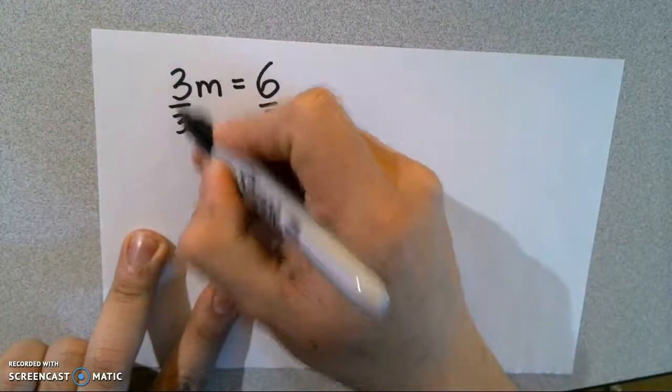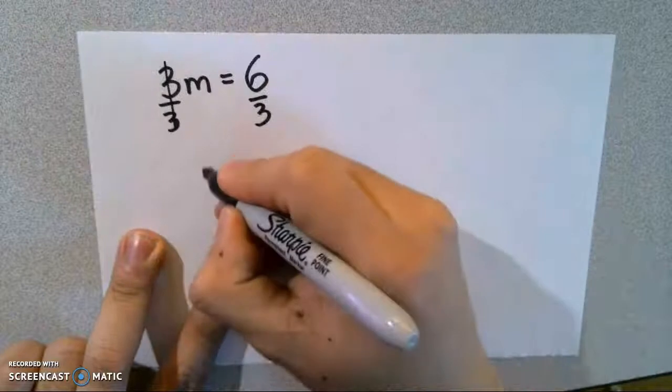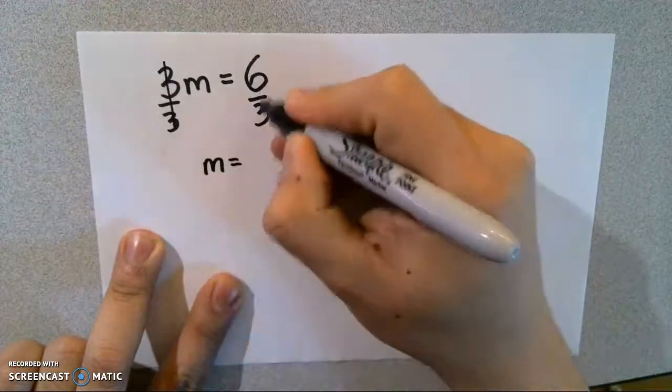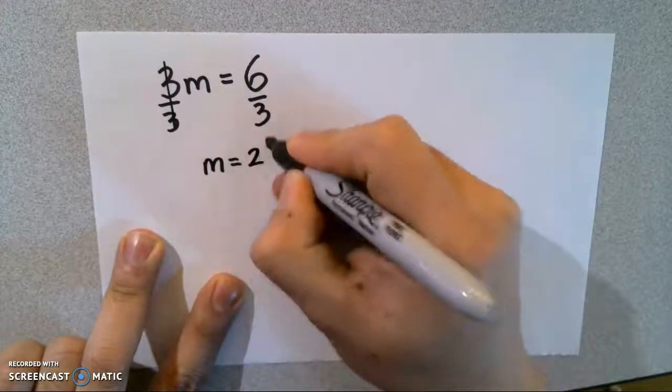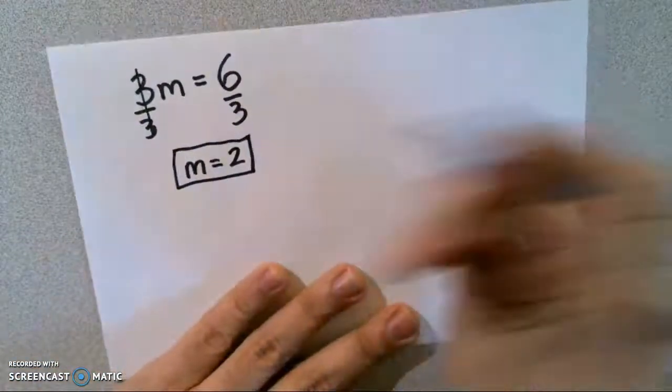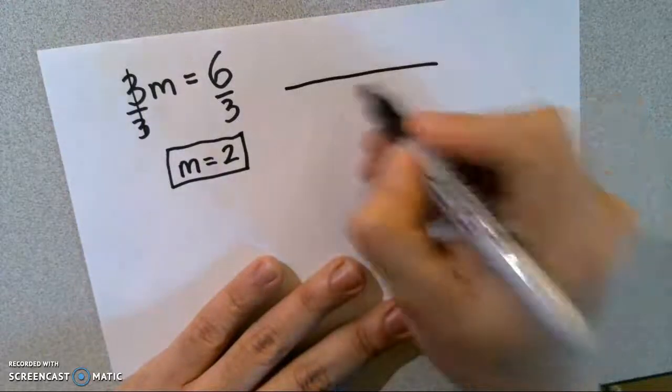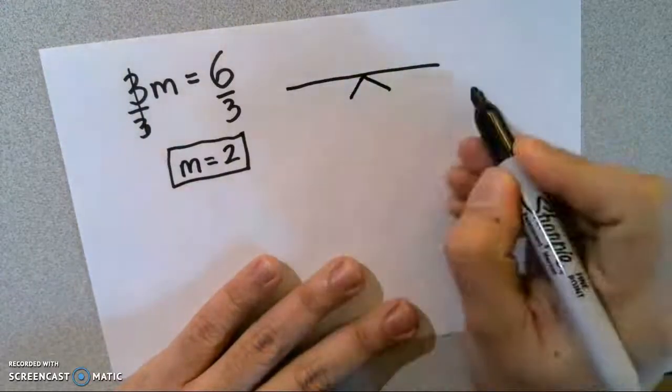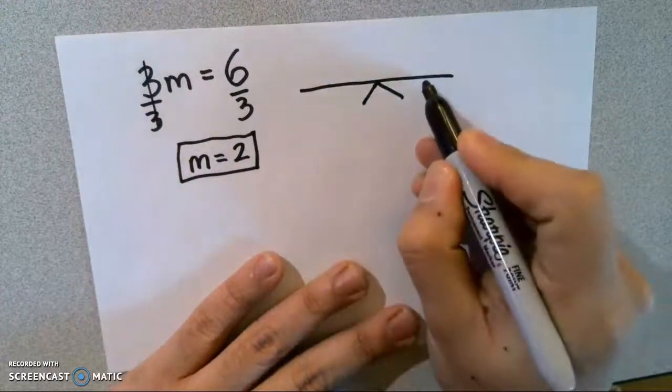So 3 divided by 3 is 1. So your answer is m equals 6 divided by 3 is 2. M equals 2. Now, Mr. Manu, how do I draw this on my balance beam? It's very easy. Again, this one is your balance beam, right? Your left side must equal the right side.